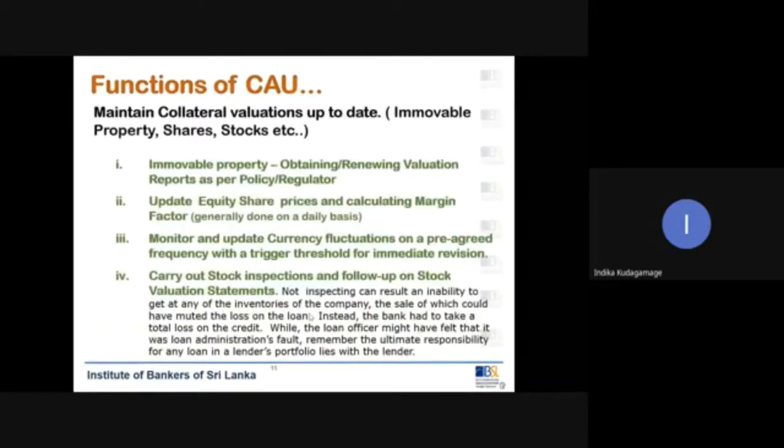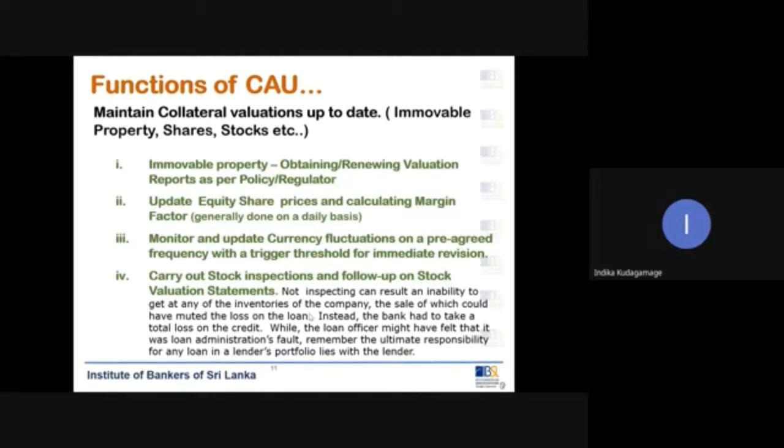Then maintaining collateral valuation up to date. We need to maintain up-to-date valuations, otherwise we are not allowed to use it as the value. Right? As per central bank, for regular customers, we can have 4-year valuation, NPL 3-year valuation, if I can remember correctly. Right? So this valuation thing has to be done centrally. We can't have overdue valuation. Then equity share pricing calculation for margin has to happen centrally.